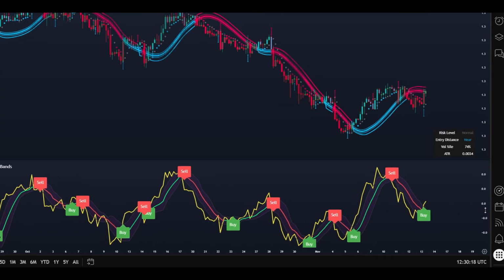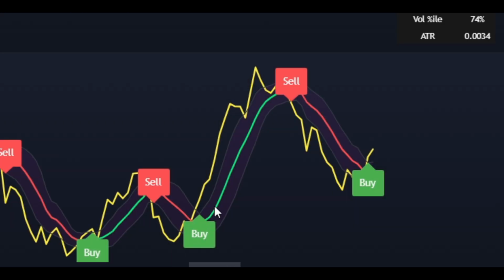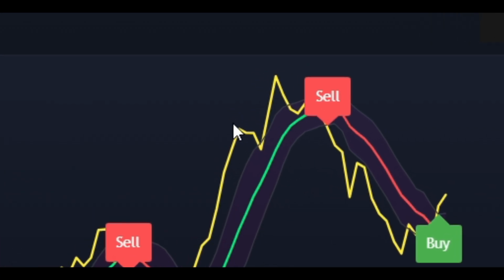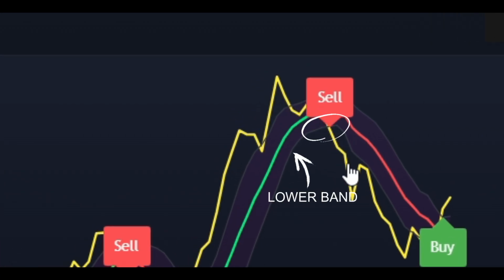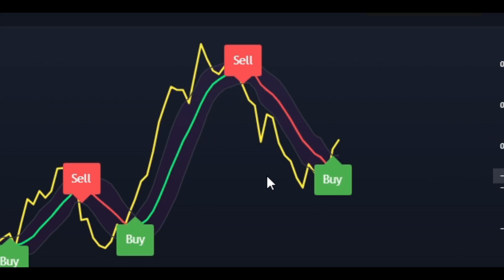Reading rule. When the yellow line breaks up through the upper band, that's a bullish momentum breakout. When it breaks down through the lower band, that's a bearish momentum breakout. The outer lines correspond to Bollinger-style bands with an adjusted deviation, and the middle line is the mid-band reference.